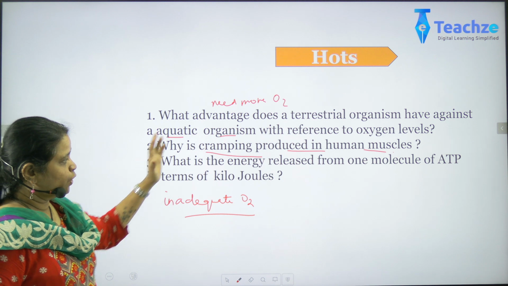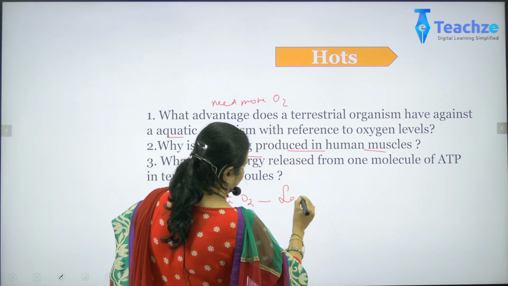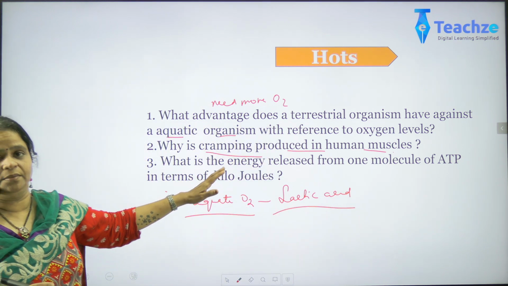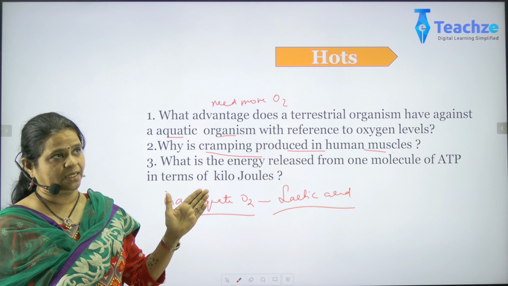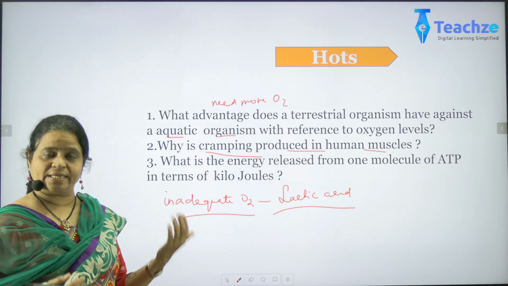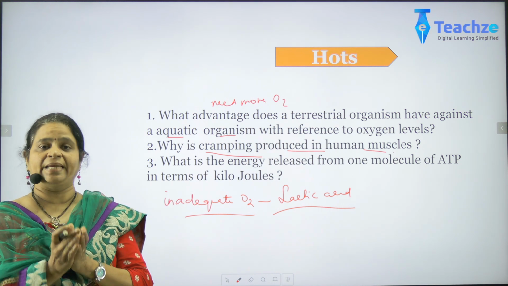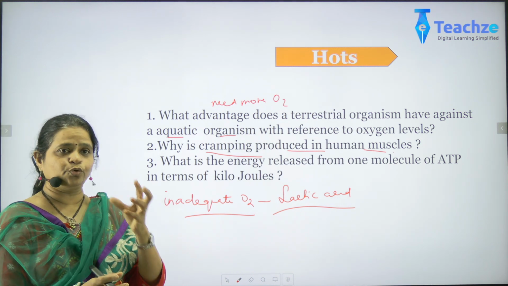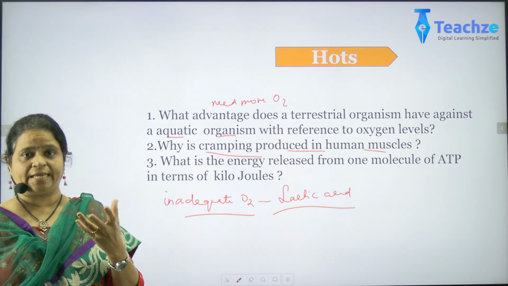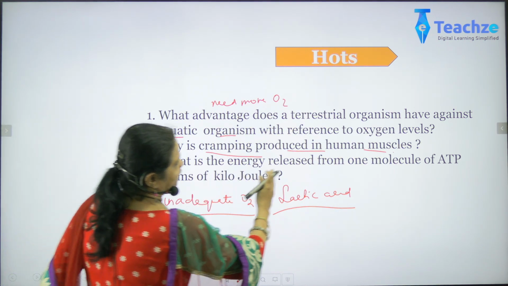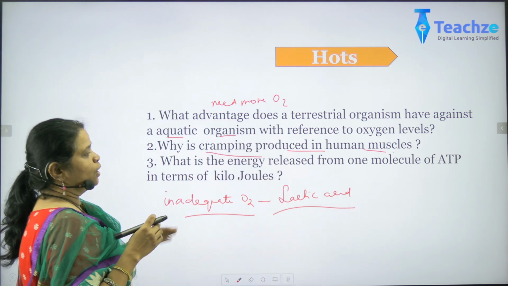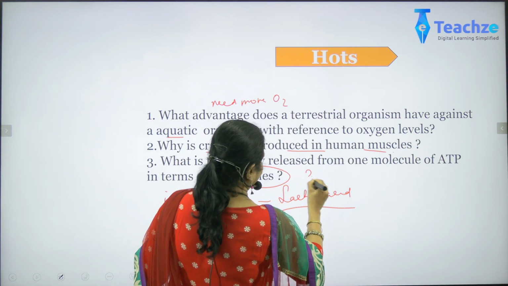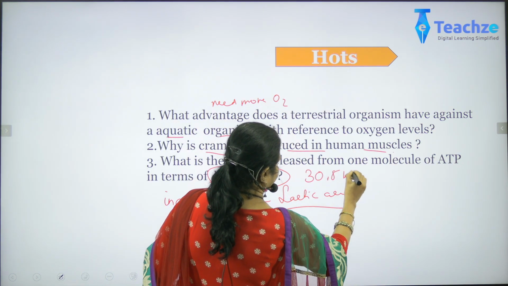Now, what happens? Your muscles will start producing what is called lactic acid, which causes this particular cramping of the muscles. And this is especially seen in athletes because they utilize a lot of oxygen. And you must have seen many people taking in glucose so that they get back that energy level. So glucose is one form which gives us instant energy. Now, third one, what is the energy released from one molecule of ATP? If I am converting ATP, it is 30.5 kilojoules.